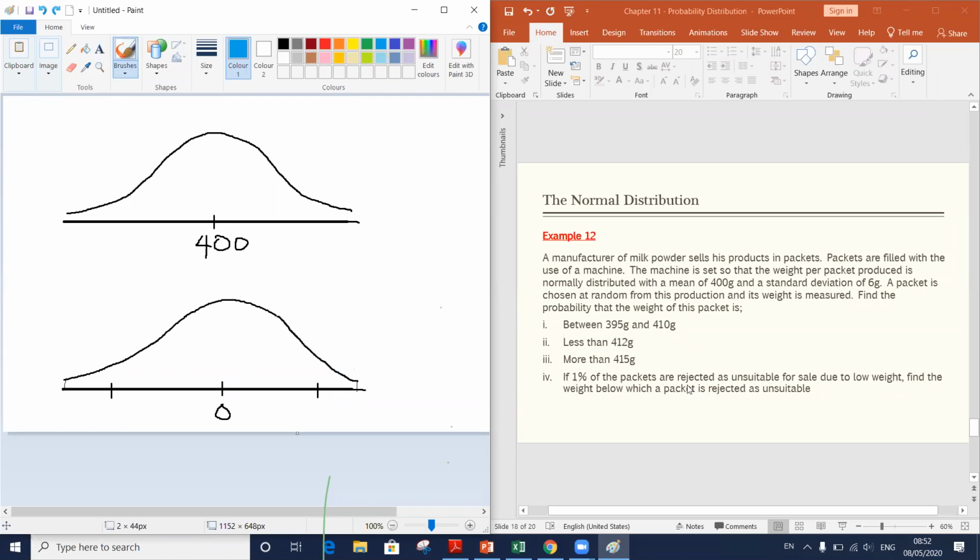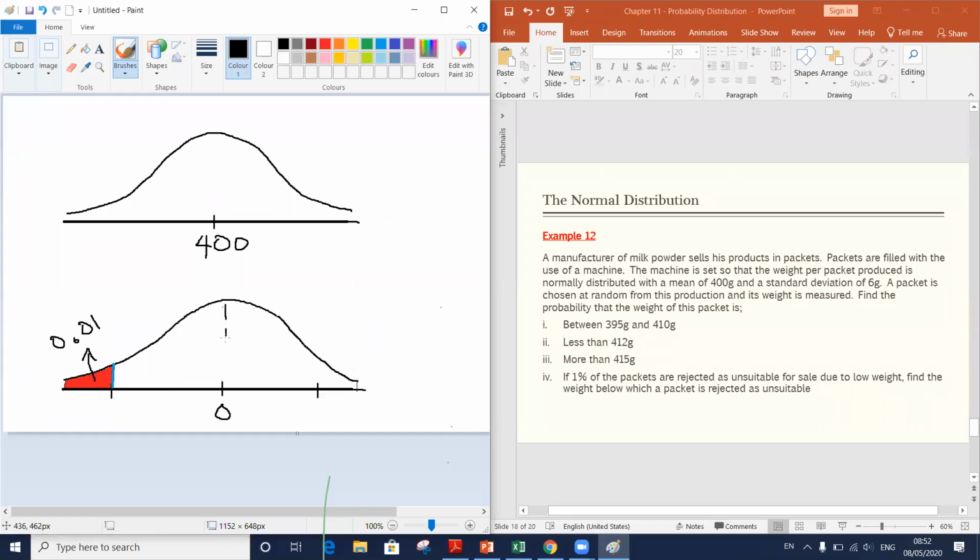So where is the 1% represented? 1% means this part right here. If we say 1% in decimals, what is it? It is 0.01, not 0.1, 0.01.